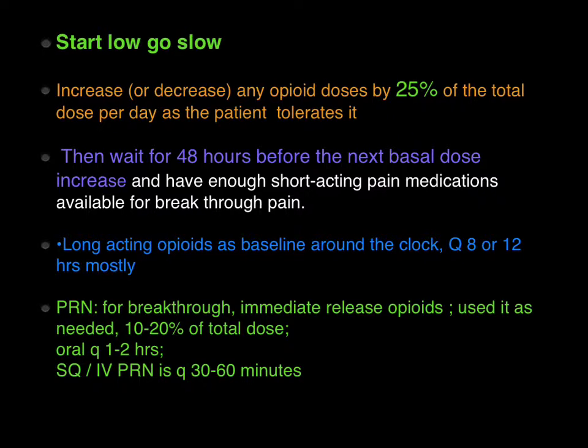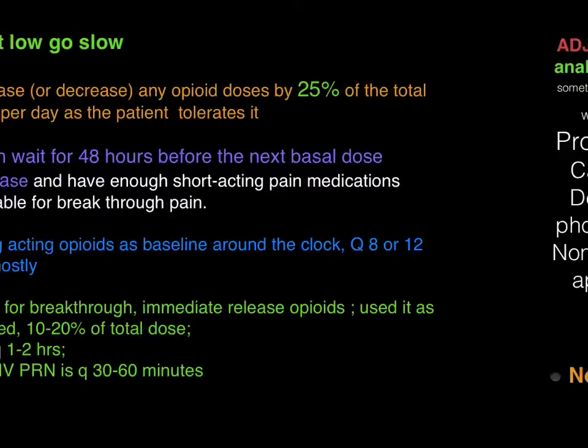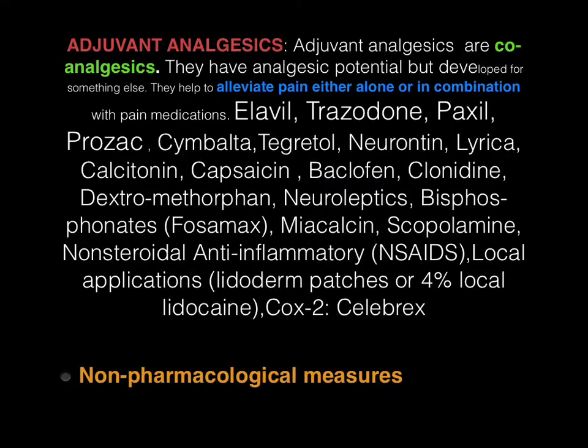Long-acting medication should be seen as regular meals. You eat 3 regular meals. And the PRN medication should be seen as cookie, or you're taking something in between the meals. And PRN medications are for breakthrough pain, such as you're hungry, you're eating a cookie or so. And it should be 10 to 25% of the total dose. Oral, you can give it to them every 1 to 2 hours, and sub-Q and IV should be every 30 to 60 minutes.